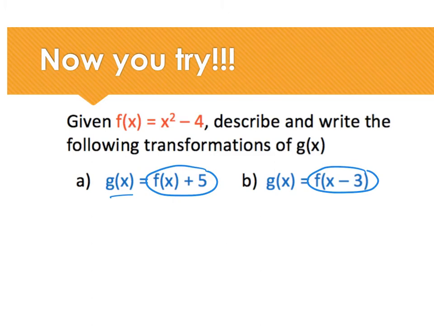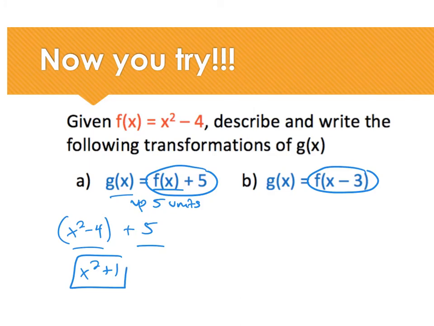So in the first one, if you were to describe, if you see that g of x is taking f of x and adding 5, that would be up 5 units. And so if I were to write this function, you're taking the entire f of x and adding 5. Well, f of x is x squared minus 4. And if I add 5 to that, then it'd be x squared plus 1. And that would be my final answer there.